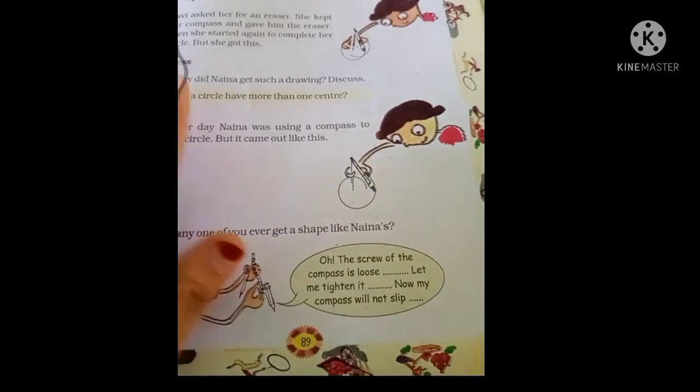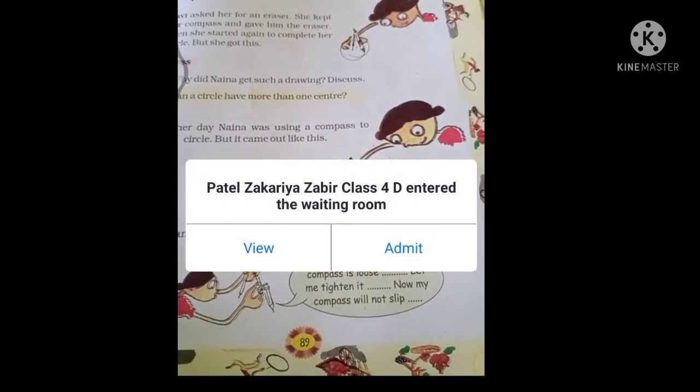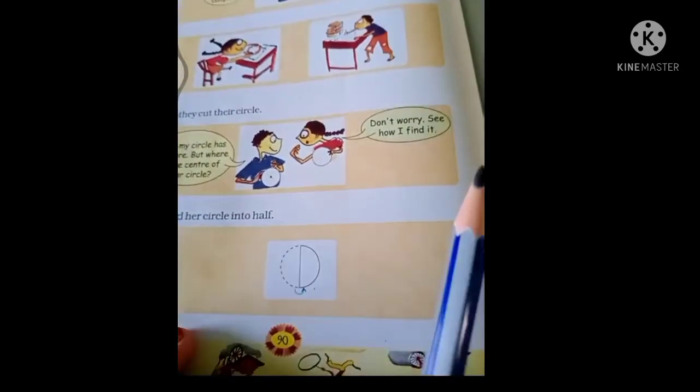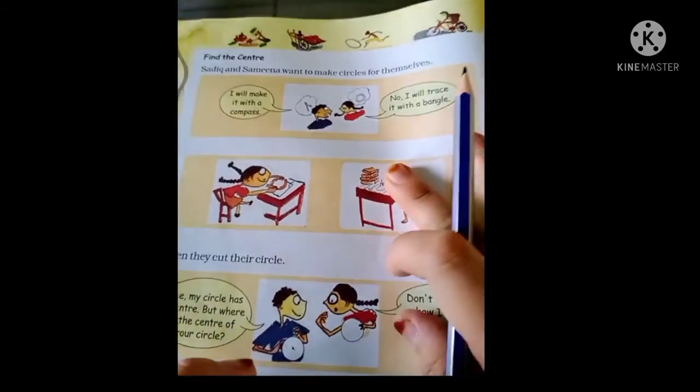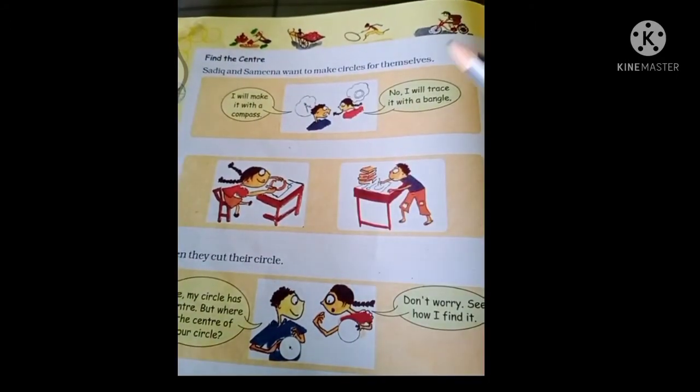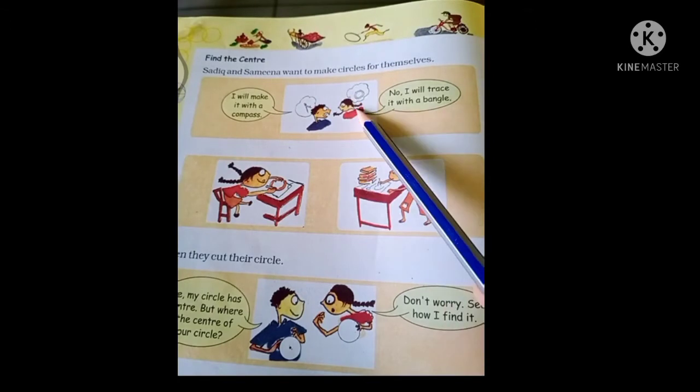So students, I already told you how you have to use a compass, how you have to hold it, and how you have to draw a circle. Now I will move towards the next page, which is page number 90. Here it is given that we have to find the center. Here the friends Sadiq and Samina.